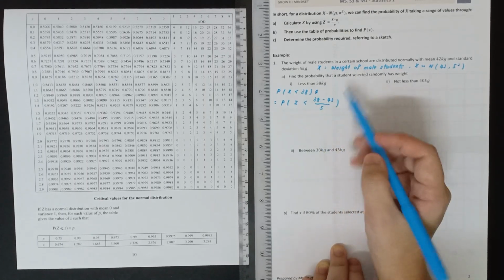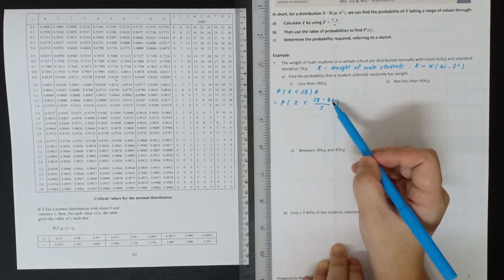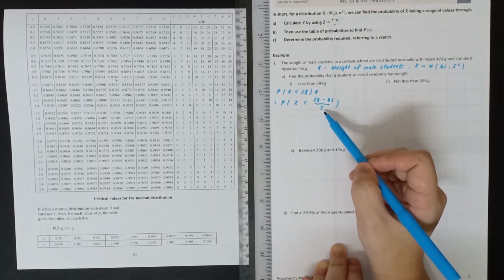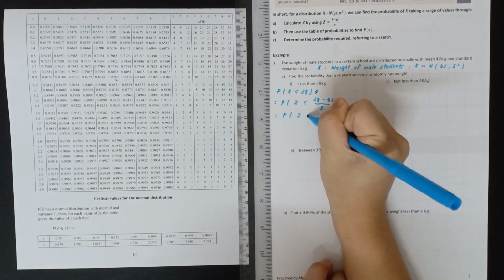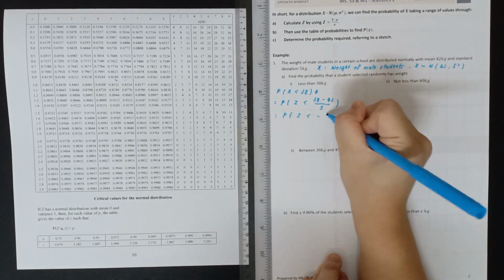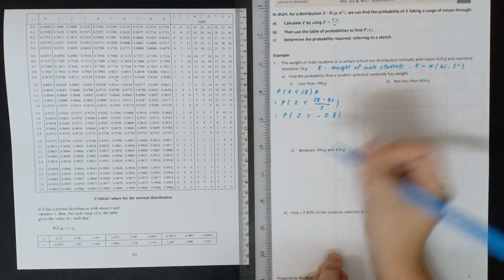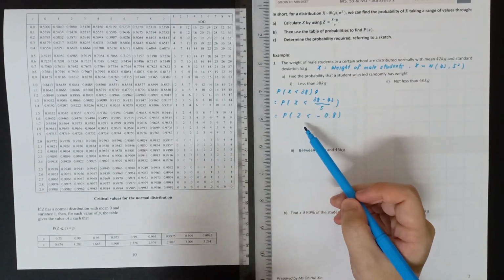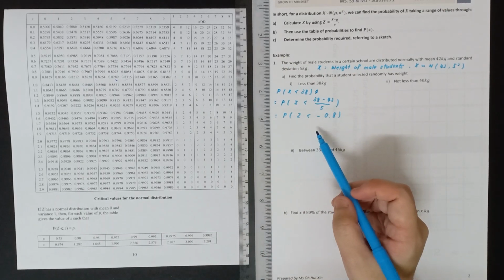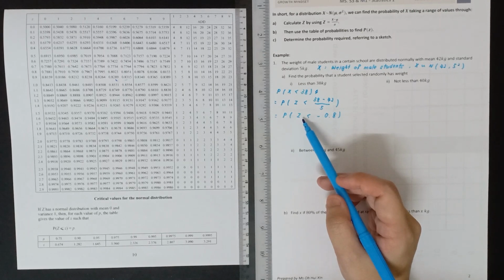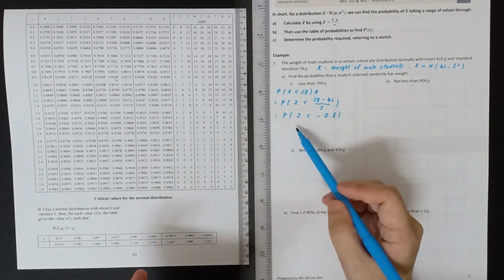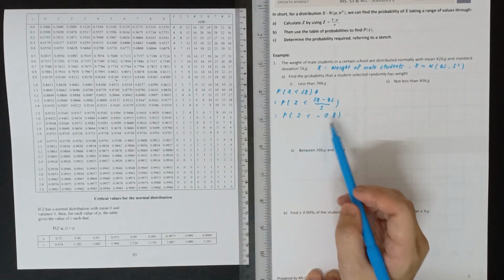So how do I standardize that? I use 38 minus my mean, divided by my standard deviation. Then this equals P(Z < -0.8), which you can calculate with your calculator. Now your probability is in standard normal distribution form already, because you are using the variable Z, which is standardized. So now you can continue what you learned in previous lessons: find in the standard normal distribution the probability that Z is less than negative 0.8.